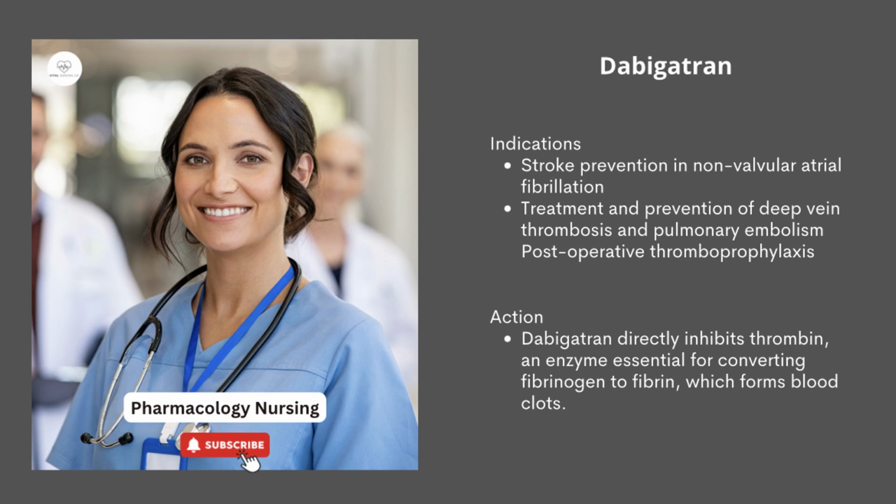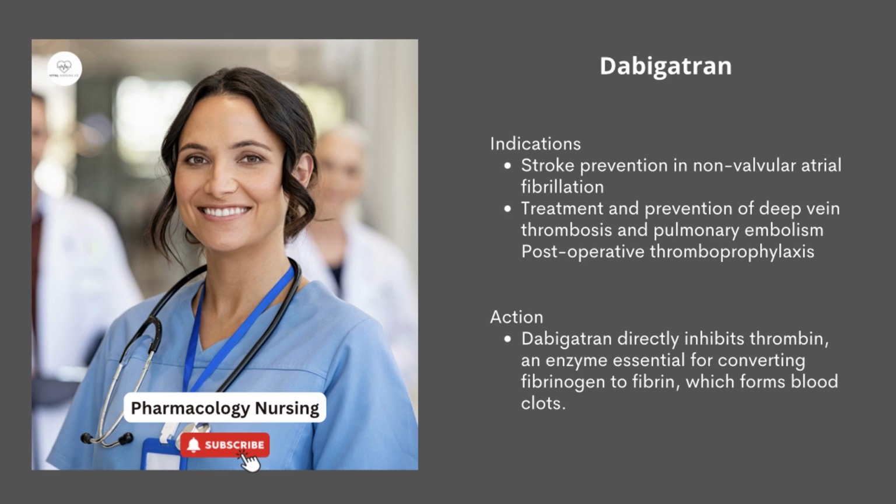Treatment and prevention of deep vein thrombosis, DVT, and pulmonary embolism, PE. Dabigatran is used to treat acute DVT or PE and prevent their recurrence. Post-operative thromboprophylaxis. It is sometimes prescribed to prevent blood clots after orthopedic surgeries like hip or knee replacements.